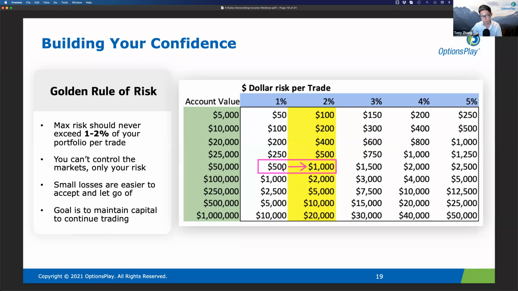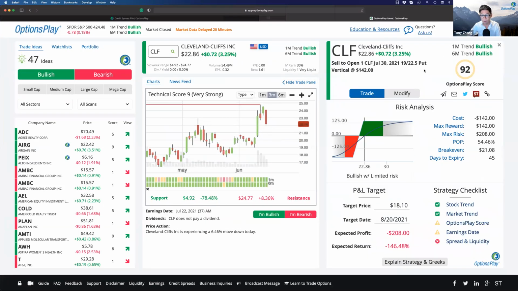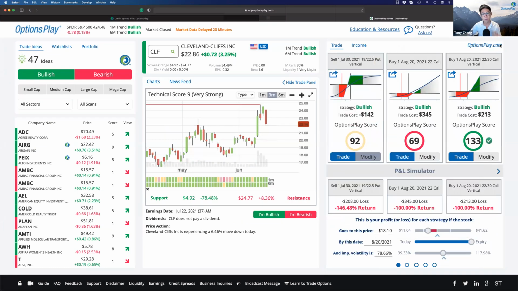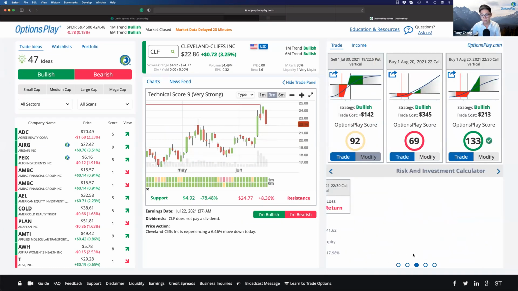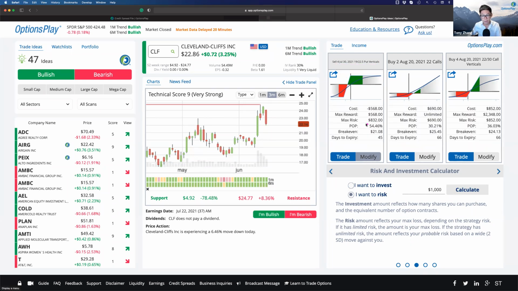Let's say you have a $50,000 account and my max risk is $500 to $1,000. And what I'm trading here is my Cleveland Cliffs credit spread. So what we have here at OptionsPlay is a very nifty tool that helps you calculate this. Let's say I want to risk no more than $1,000 on this particular trade. What our platform does is it calculates for you the number of contracts that you can sell on this Cleveland Cliffs credit spread so that the max risk of your trade does not exceed this $1,000.